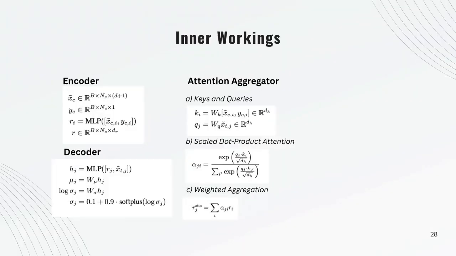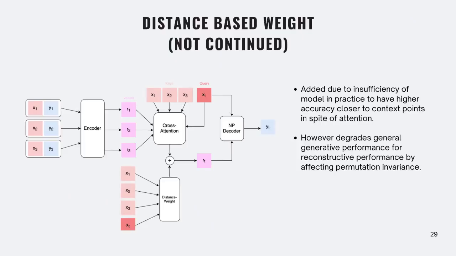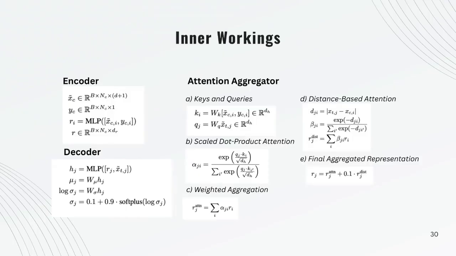Here's how attention works. Queries, keys, and weights are used to aggregate context for predictions. We tested distance-based weights to improve locality, but it hurt generalization and permutation invariance. The final aggregation uses attention and distance together, generating strong representations.